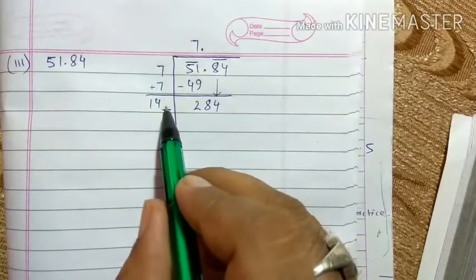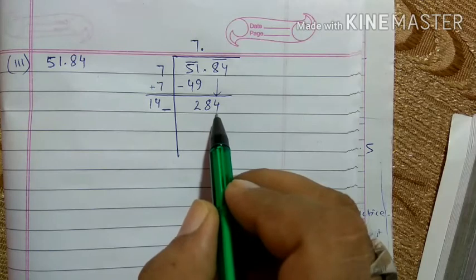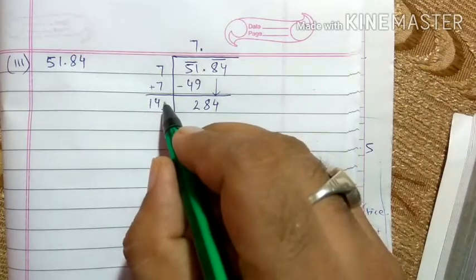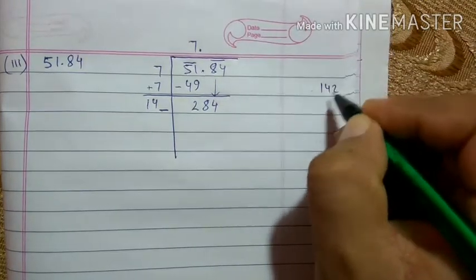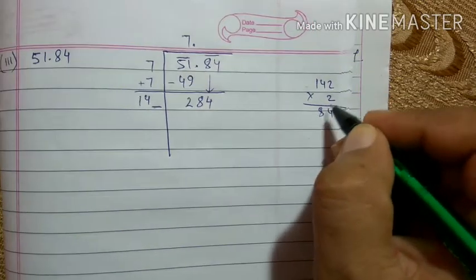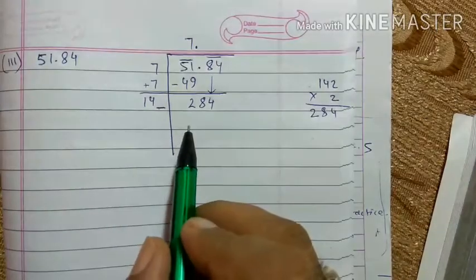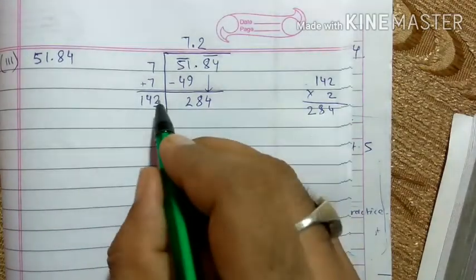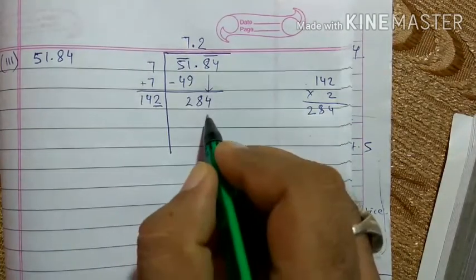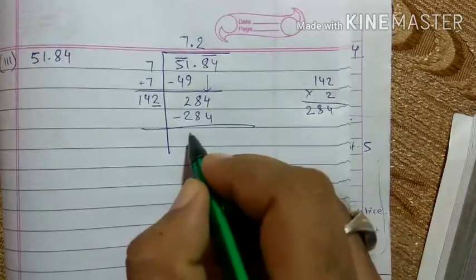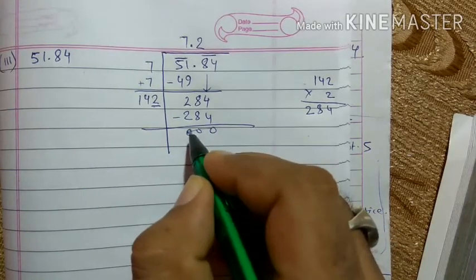Now again we have to select which number to choose here so that the last digit becomes 4. 2 2s are 4, as we know. So if we use 2 here, it becomes 142. So 142 into 2: 2 2s are 4, 2 4s are 8, and 2 1s are 2. 284, and we get the same result. So we write 2 here and 2 here also. Here we have to subtract and we get 0 as a remainder.